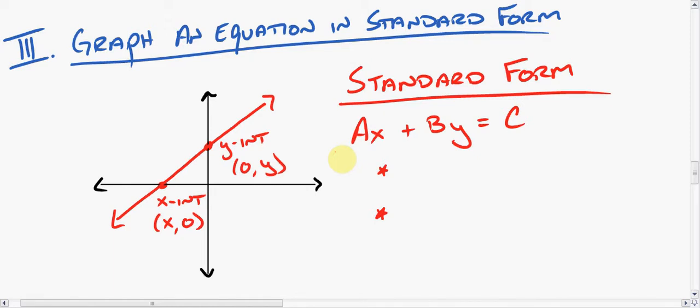This is section 2.3, part 3, where we're going to look at graphing an equation in standard form. Standard form takes the form ax plus by equals c, where a, b, and c are numbers, and x and y are variables.